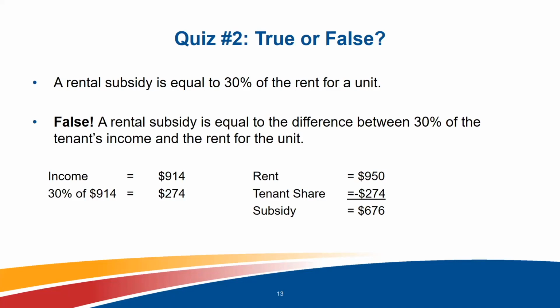If the tenant's income increases, their share of the rent will increase, and if their income decreases, their share will decrease. The tenant generally pays 30 to 40% of their income for rent, and an agency pays the difference between that amount, again called the tenant share, and the total rent for the unit.